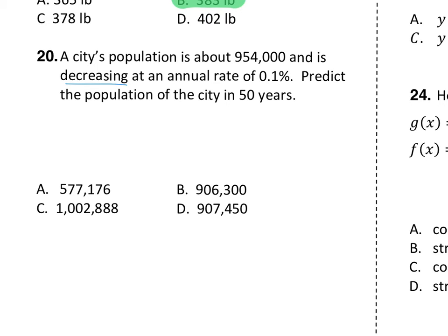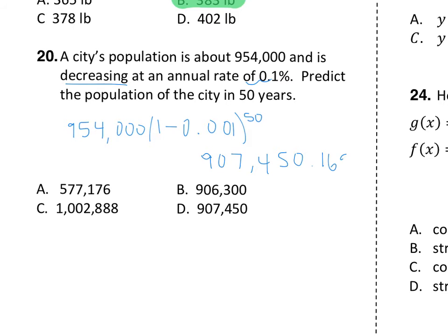So this is an example of exponential decay, where I'm going to write my initial amount times the quantity 1 minus my rate. And here I have to move the decimal over 2 places. So 0.001, all to the power of 50. And when I type that in my calculator, I get 907,450.1693. So I'm going to round this to the nearest person, which would be 907,450 people.